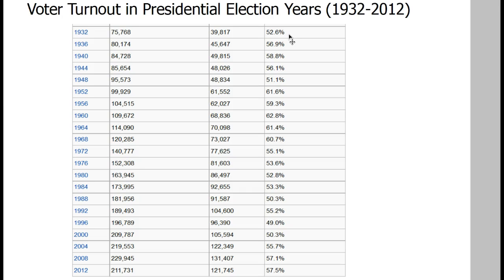And in fact, in primary years, those are the 2 years before or 2 years after a presidential election, turnout tends to be much lower, in the 30s. But in 2008, well, let's go to 2008. That was the election of Barack Obama. You would have thought that there would have been a large voter turnout. But in reality, what you get is just over 50% of the people who are eligible to vote.